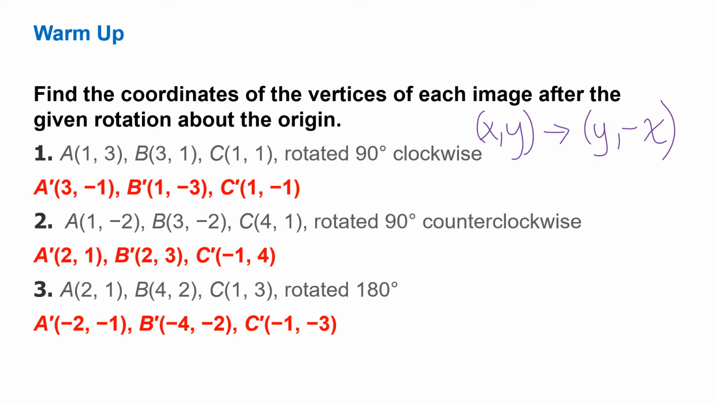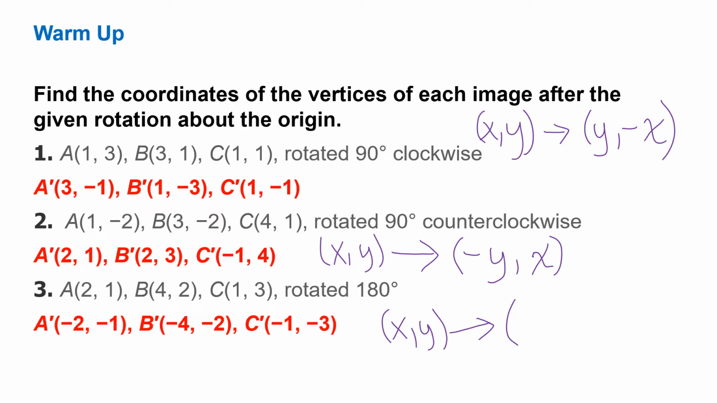If we rotate 90 degrees counterclockwise, that means this rule applies, (x, y). The x and y switch places, but we take the opposite sign of the y coordinate. And then if we rotate 180 degrees, the rule is (x, y), and we just take the opposite signs of each coordinate.